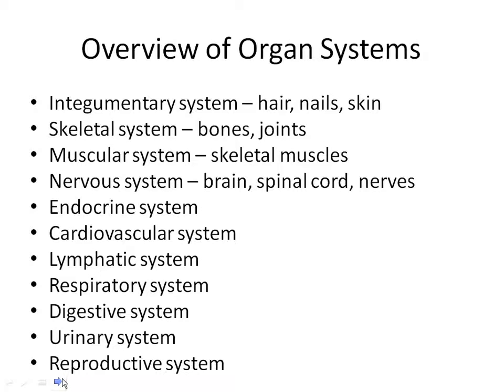In this section, A&P 1, we'll be covering just the first four systems shown on this slide. We will go through the integumentary system, which includes your skin, your hair, and your fingernails and toenails. Then we'll move into the skeletal system. Skeletal system includes your bones and your joints. Third, we'll do the muscular system, which we will focus mainly on the skeletal muscles in this class. However, smooth muscle would fit into this category. The last system we'll cover in our A&P 1 course is the nervous system. The nervous system includes the brain, spinal cord, and the nerves.